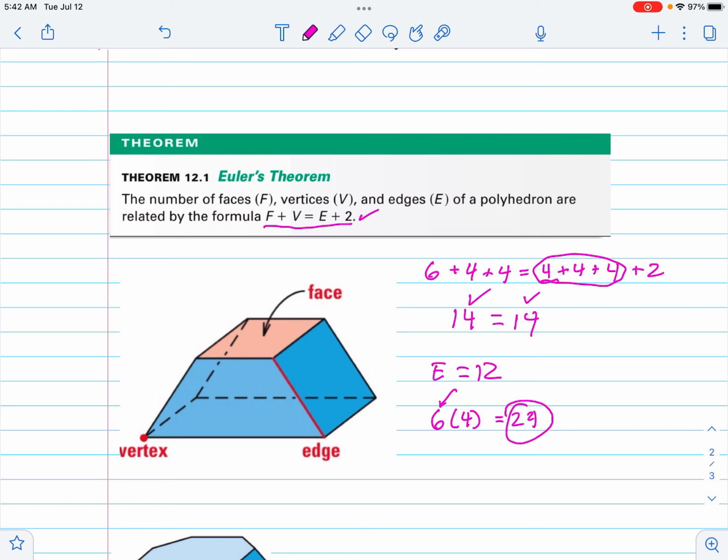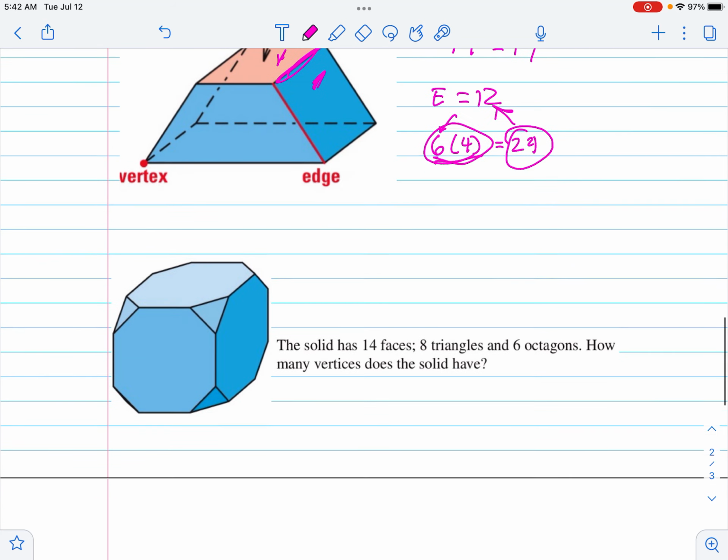But you have to remember this. Notice that's twice as much as the actual amount that we counted. When you count these edges the way I did here by saying 6 times 4, you're getting twice as many, because this face, for example, and this face share an edge. So you're counting it twice if you do it this way.